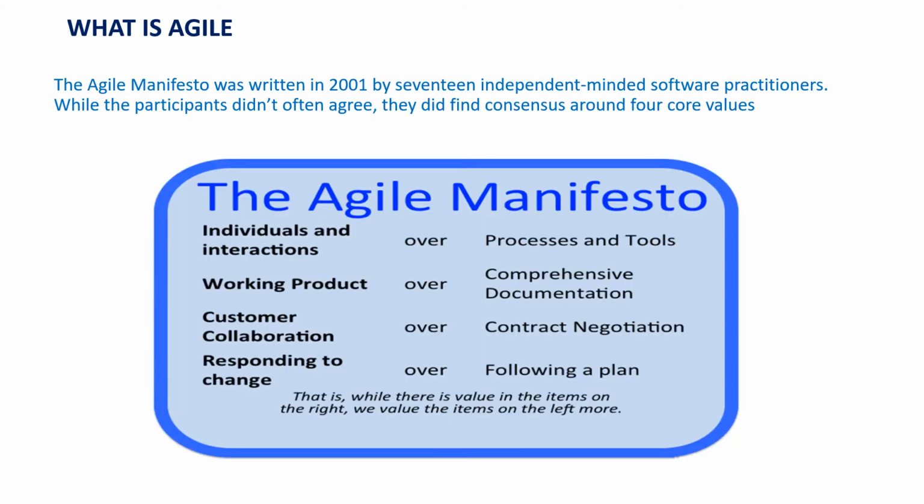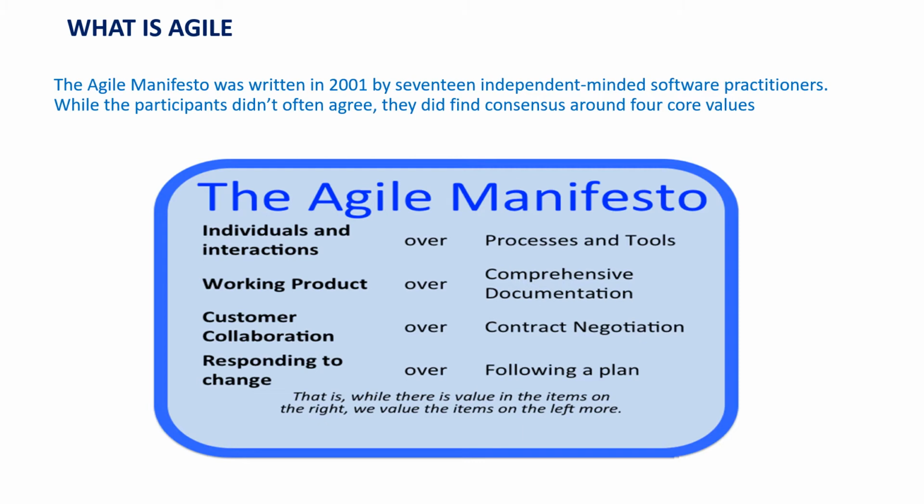What is Agile? The Agile Manifesto was written in 2001 by 17 independent-minded software practitioners. While the participants didn't often agree, they could find consensus around 4 core values, referred to as the Agile Manifesto. So the items on the left are more valued as compared to the items on the right-hand side. Individuals and interactions over processes and tools. The individuals refer to the members working in the Scrum team.